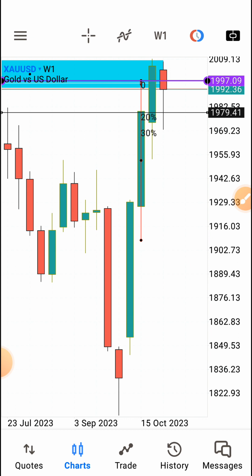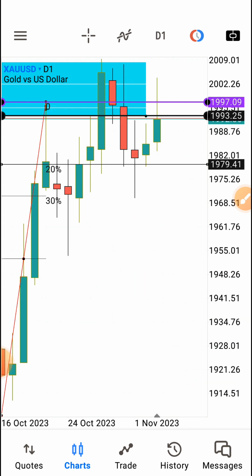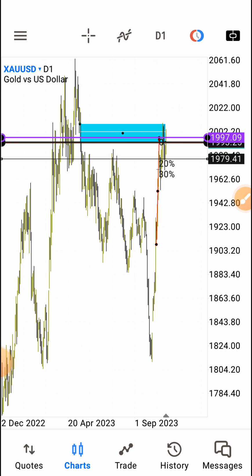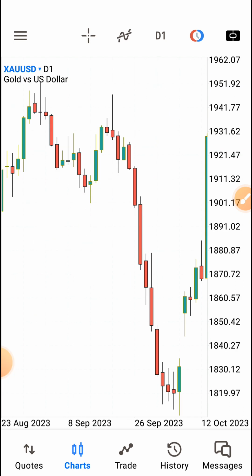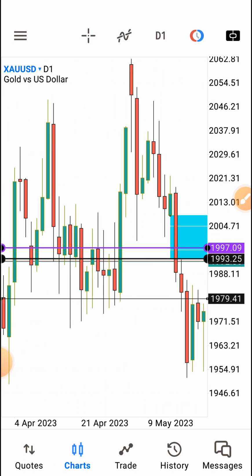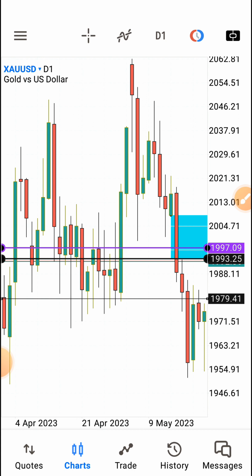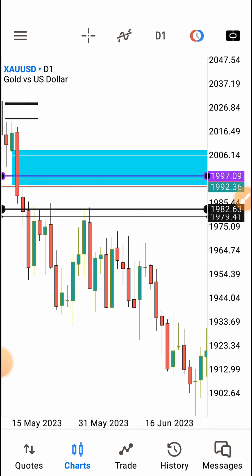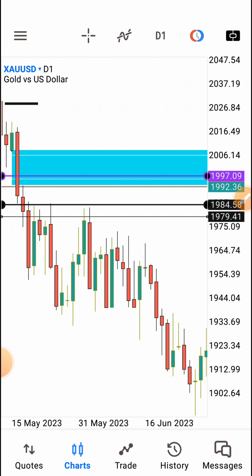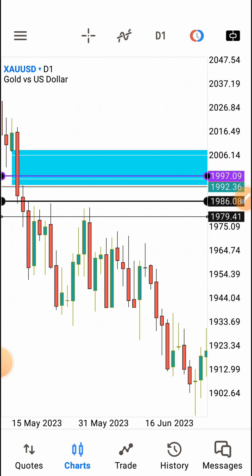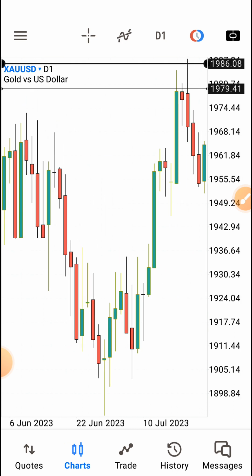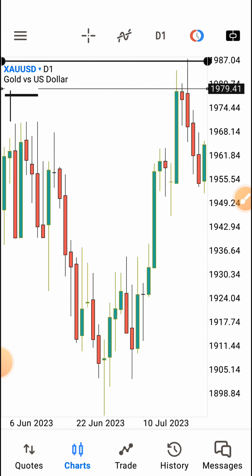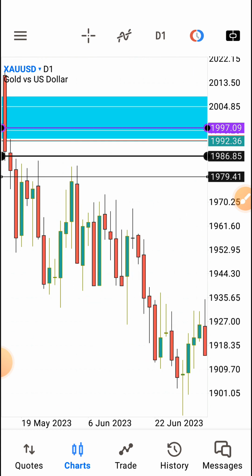So for this case here, we had our weekly objective for this day. Let me show you for a second. See the black line there, 1993.25. That is buy side liquidity? Not really. It's here. See this point here? We have this high here, 1986.85. That was our buy side liquidity.